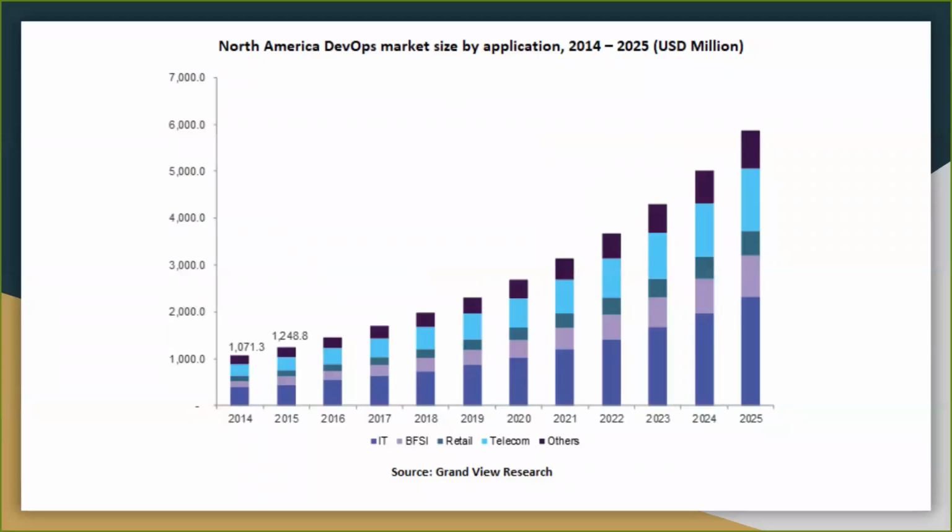So this is basically a prediction based on the market, North American DevOps market size by application. If you see, it is growing year by year. Right now we are in 2020, so in 2025 the adoption of DevOps will be almost double. If the adoption of DevOps doubles, there will be more job opportunities and more need in DevOps.